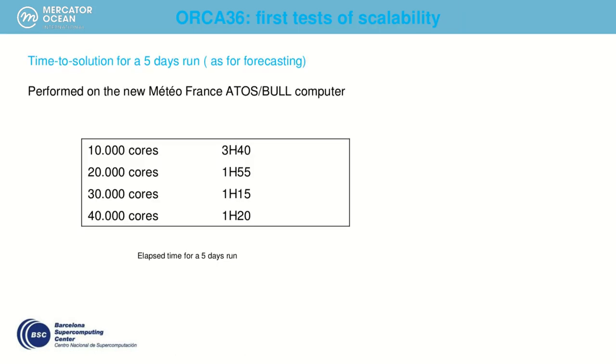And this is the time to solution for operational runs of this model. At first, the simulations were started to run on the Météo-France Atos Bull computer. And we can see that in practice, in operations, when adding output and the final parametrization assumptions, with 50,000 cores, they needed like 1 hour 20 to simulate 5 days. So in practice, this is like 0.2 simulated years per day.